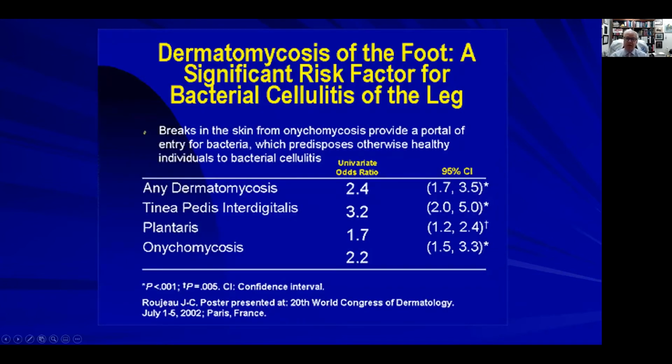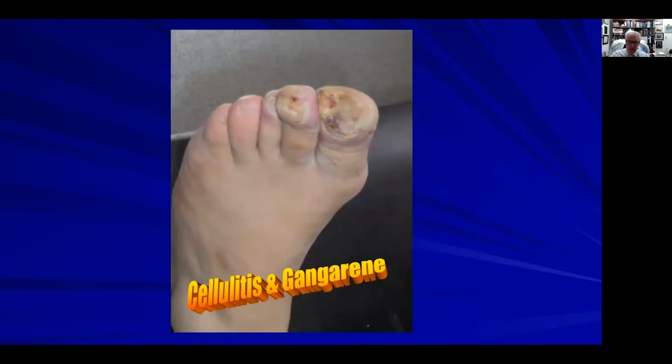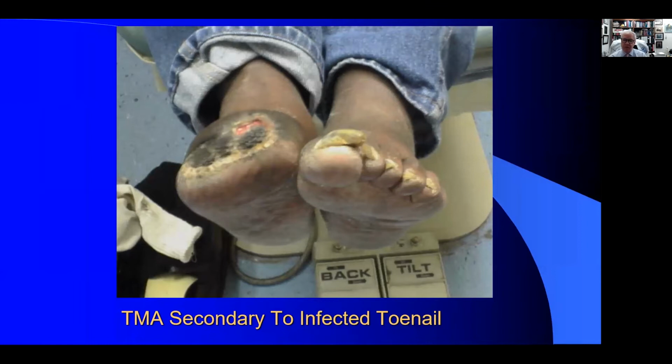This is a significant risk for bacterial cellulitis of the leg as well. And in the diabetic, that can result in gangrene and loss of limbs. So patients like this, the immunocompromised and the peripheral arterial disease patient, are common. And this is the net result of it.